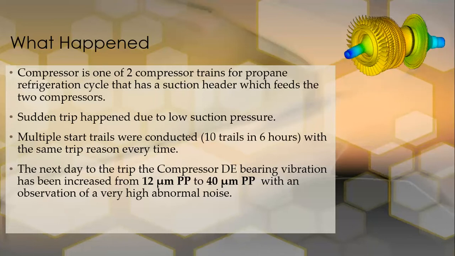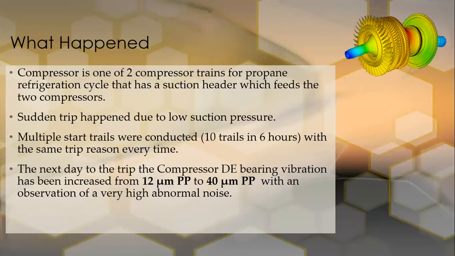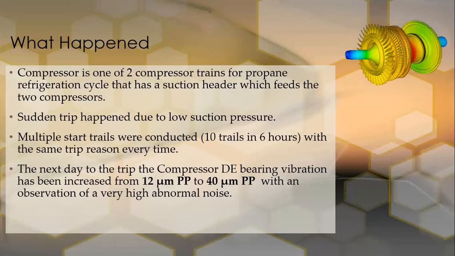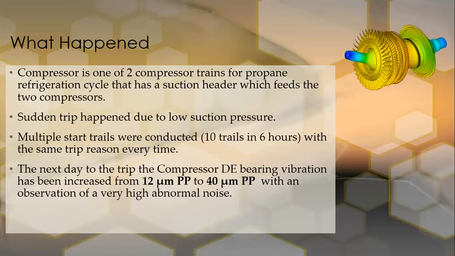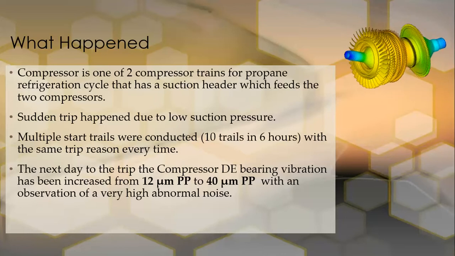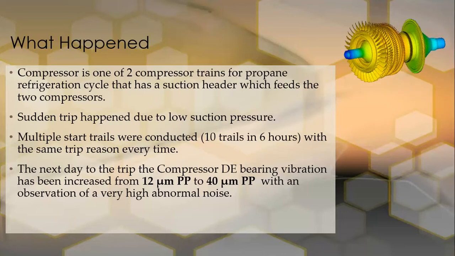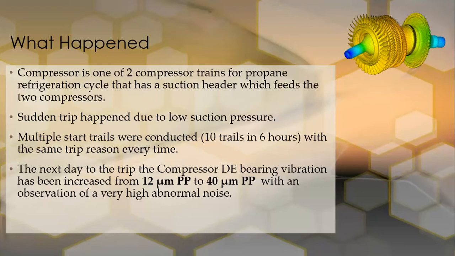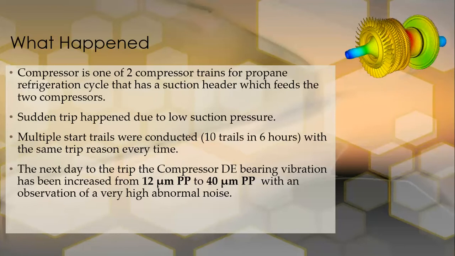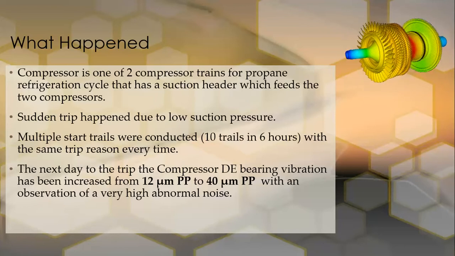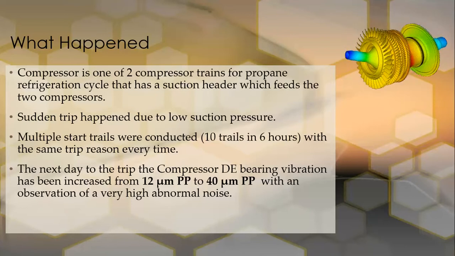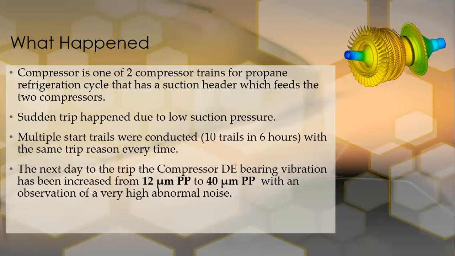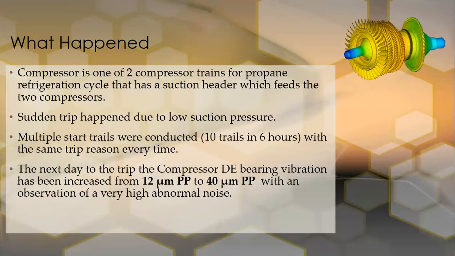The operation team wasn't informed of the trip and tried to start the compressor again with multiple start trials, about 10 trials in 6 hours and about 4 trials in half an hour, with the same trip reason each and every time. The next day after the trip, the compressor drive and bearing vibration had increased from 12 micrometer peak to peak to 40 micrometer peak to peak, with an observation of a very high audible abnormal noise.